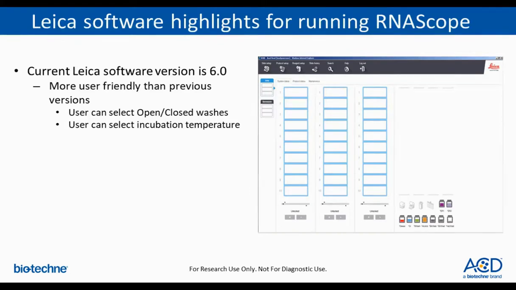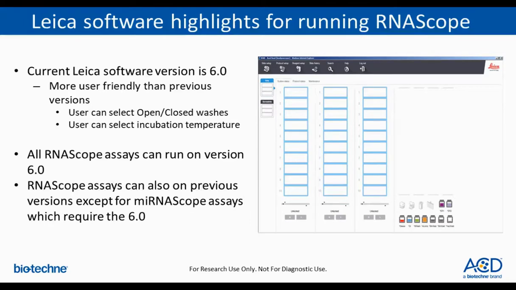You can do these things also in the older versions. It's just not as user-friendly. All RNAscope assays can run on the version 6.0, so no worries about what you can run on this version. The only one you need to be aware of is the newest microRNAscope assays that can run only on the 6.0 and cannot be run on the older versions. So if you have the 6.0, you're basically perfectly safe and you can go ahead.